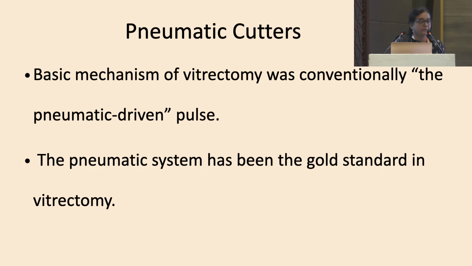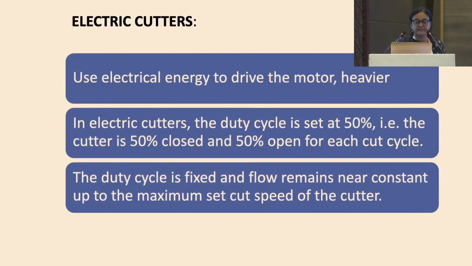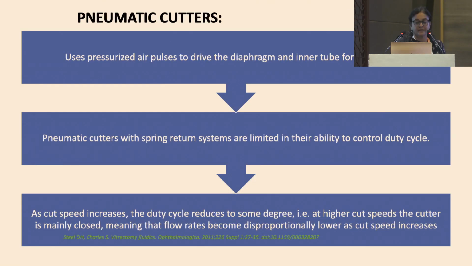The pneumatic cutters, which are air-driven, are the conventionally used popular device in our anterior segment surgery. It has been the gold standard. There are electrical cutters in machines like Legion, using electrical energy to drive the motor. They are not so efficient because the opening of the cutter is 50% closed because of the duty cycle. Pneumatic cutters also have their drawbacks.